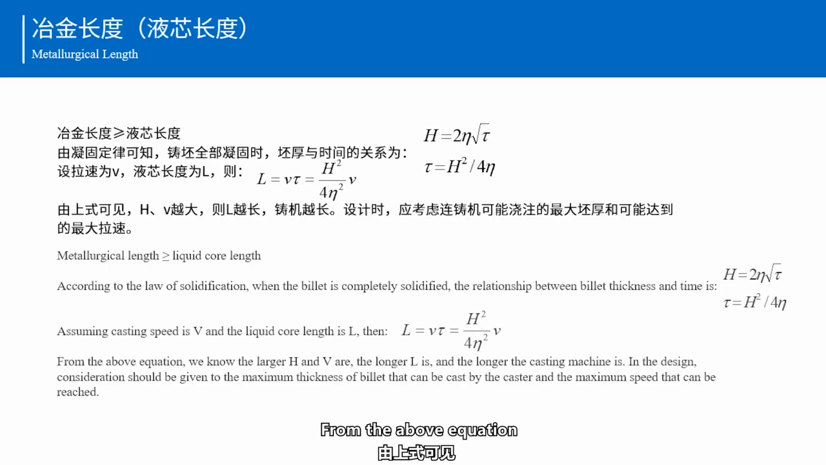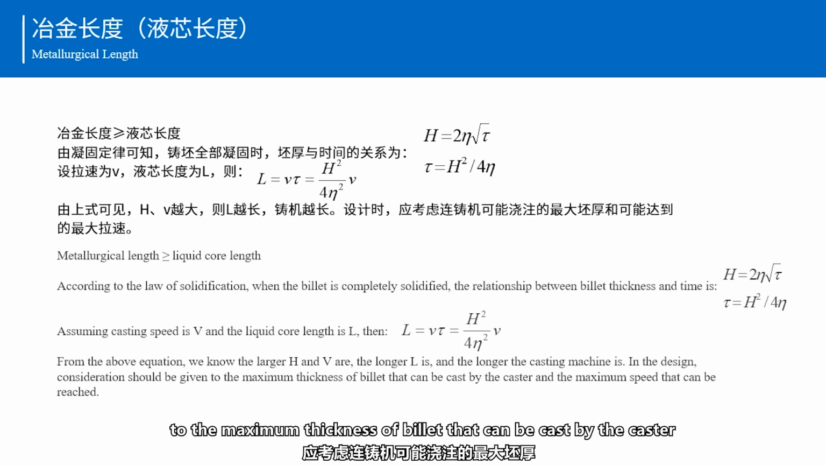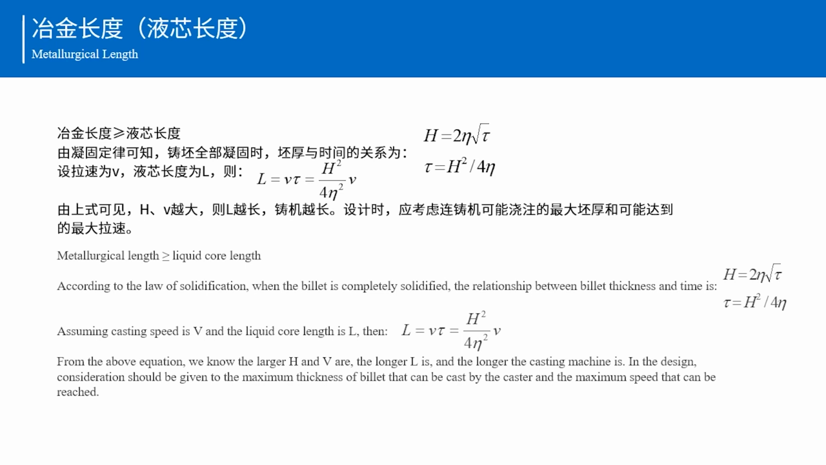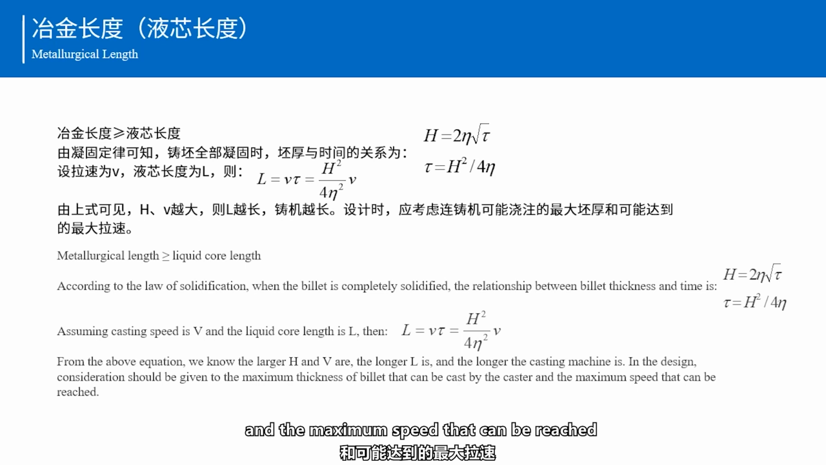From the above equation, we know the larger h and v are, the longer L is, and the longer the casting machine is. In the design, consideration should be given to the maximum thickness of the billet that can be cast by the caster and the maximum speed that can be reached.